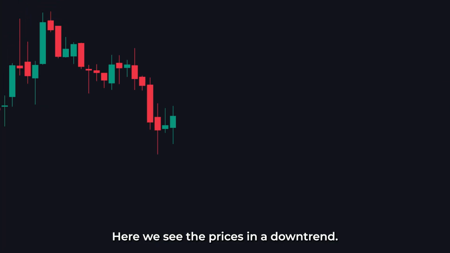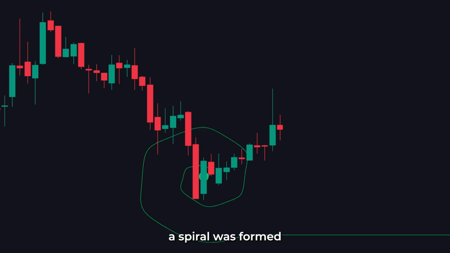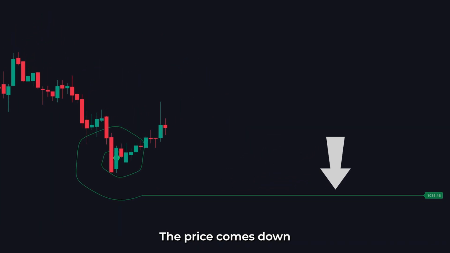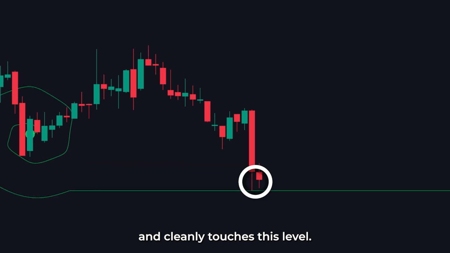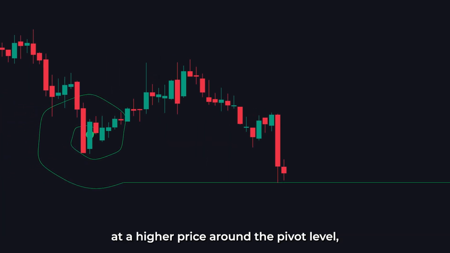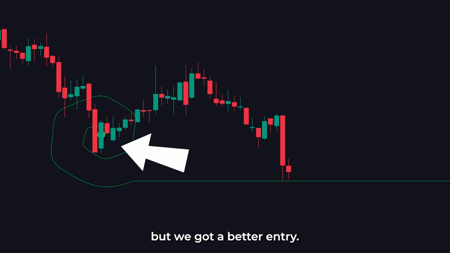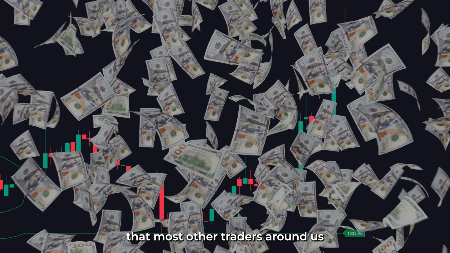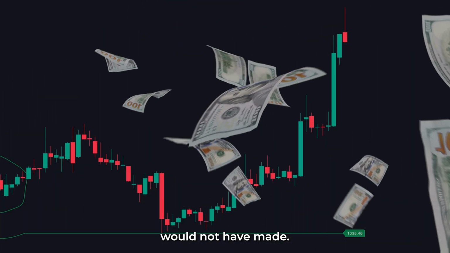Here we see the prices in a downtrend. We can see a spiral was formed and its respective support level was identified. The price comes down and cleanly touches this level. Many other traders would have entered at a higher price around the pivot level, but we got a better entry. The price then rallied and we made more gains that most other traders around us would not have made.